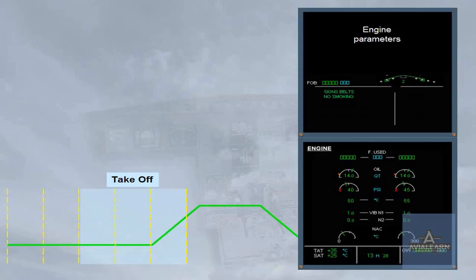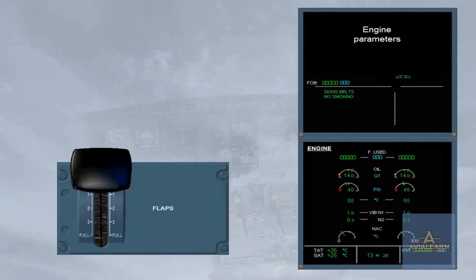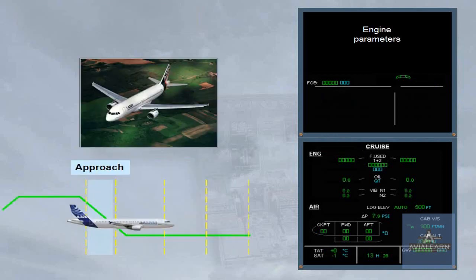The aircraft is now airborne. After passing 1,500 feet above aerodrome level, or 2 minutes after liftoff, the takeoff inhibit ceases and the memo is removed. When in clean configuration, the ECAM engine page is automatically replaced by the cruise page. The aircraft is lined up on final approach.